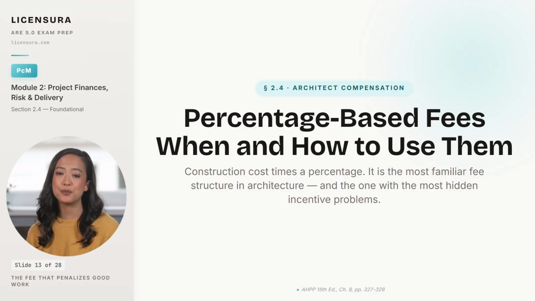Percentage-based fees are the structure most architects grew up with, and the structure most clients expect. The formula is simple. Fee equals construction cost times a percentage. Everyone in the room understands it, it scales with project size, and it is easy to benchmark against the market. That simplicity is exactly why architects keep choosing it, and exactly why it can be the wrong choice. The incentive built into a percentage fee is that your compensation rises when construction cost rises, and falls when construction cost falls.